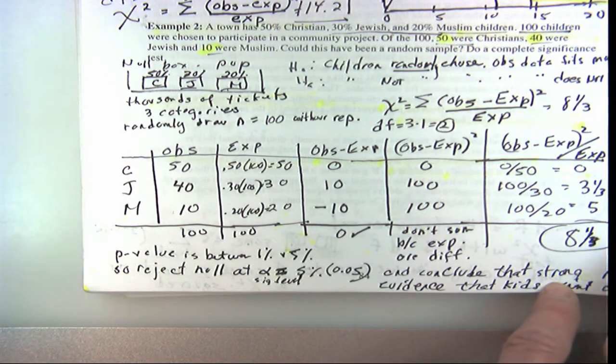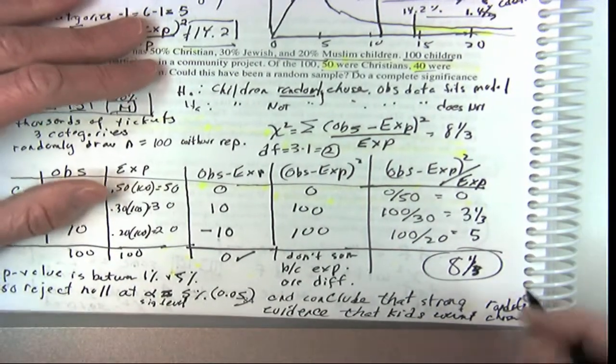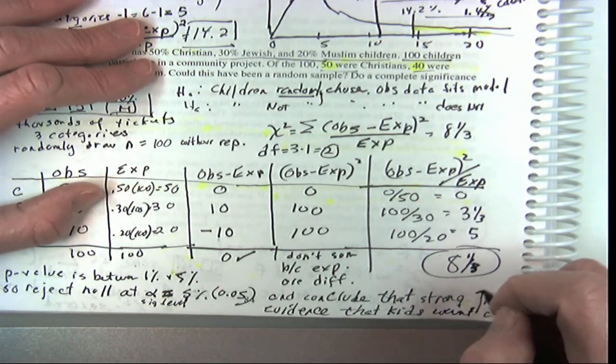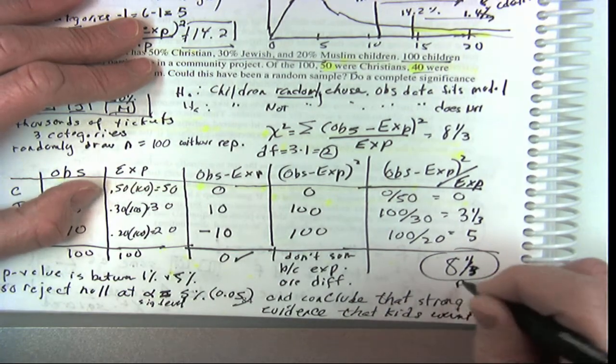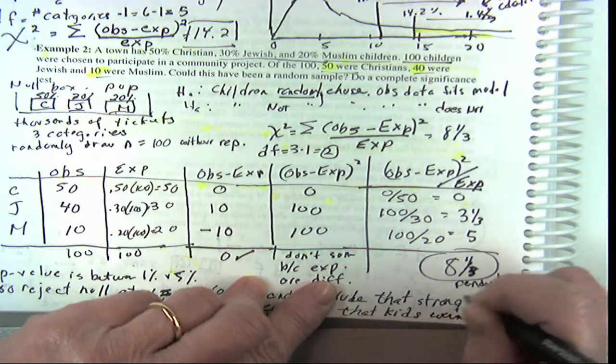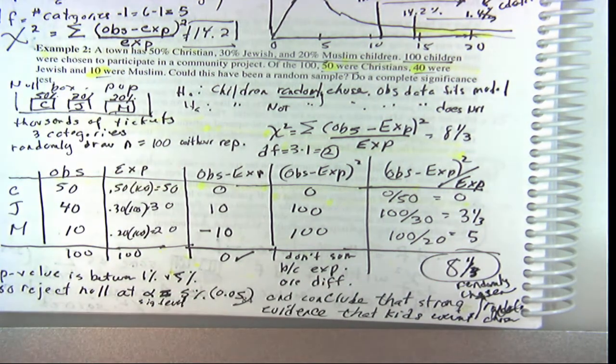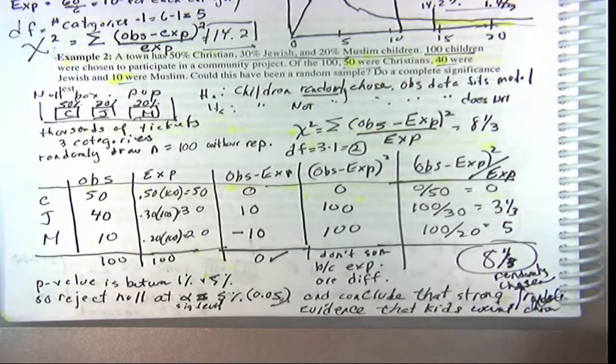Can you read that? Randomly chosen. Oh gosh, you can't even see it. The kids were not, that looks horrible, were not randomly chosen. I need to leave more space in this notebook the way I write, but then you'd have too many pages to carry around. You probably do a better job at your seats of filling it in.